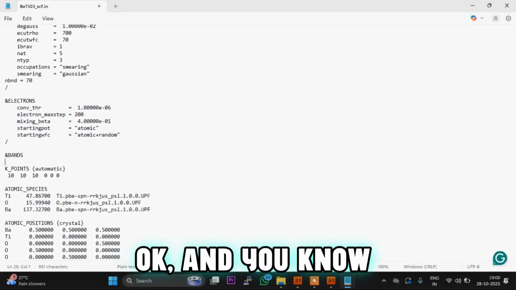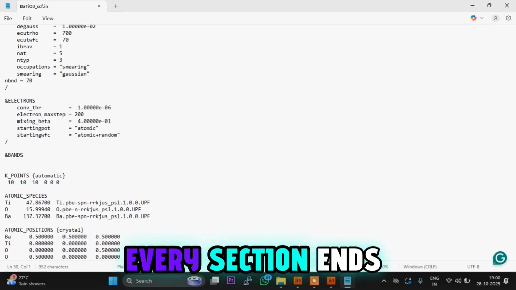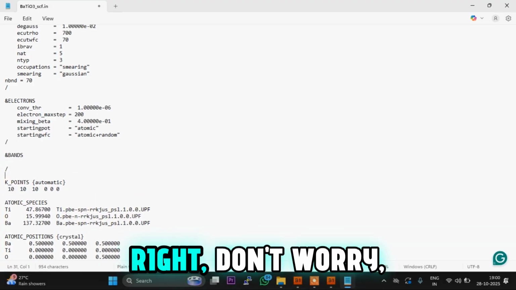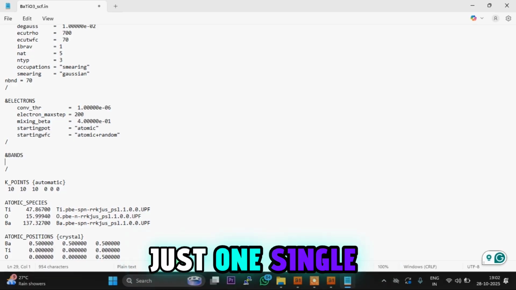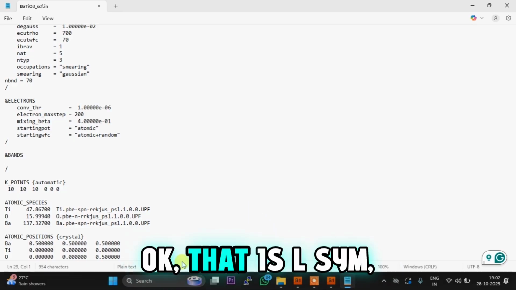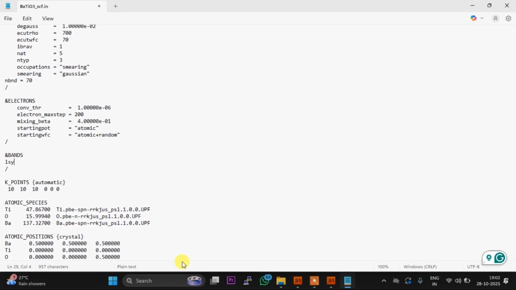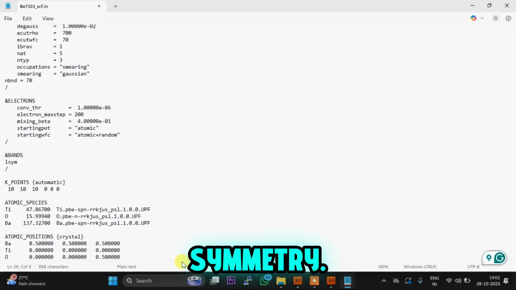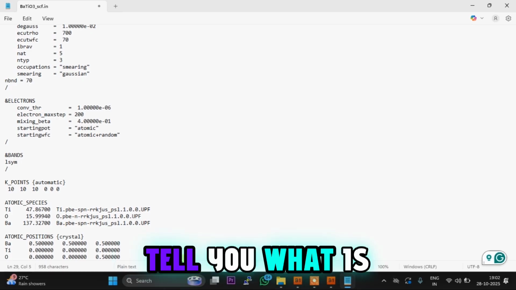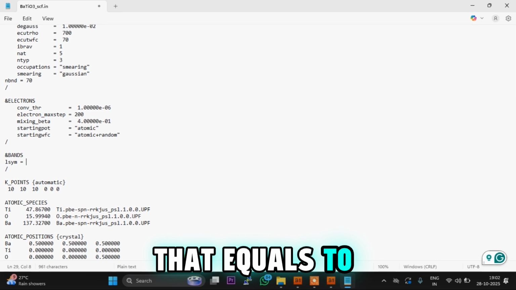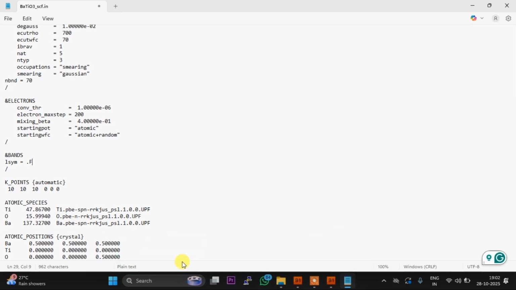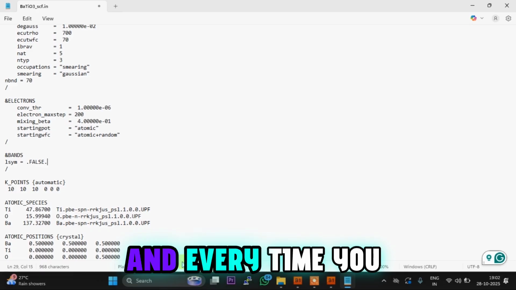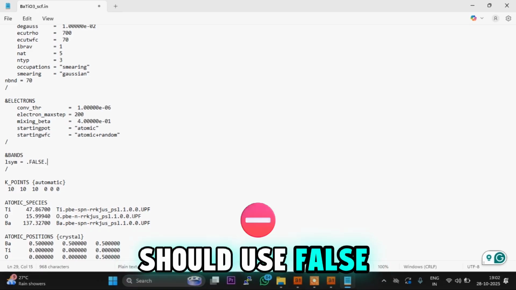Okay. And every section ends with a slash, right? Don't worry, we are not going to write many things here. Just one single line. Okay. That is lsym. That is L symmetry. Don't worry, I will tell you what that is. What we are going to use in this calculation is false. And every time you should use false here.